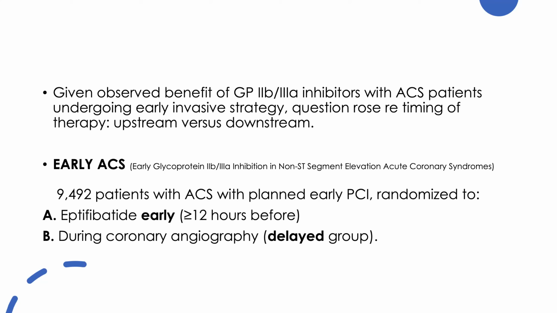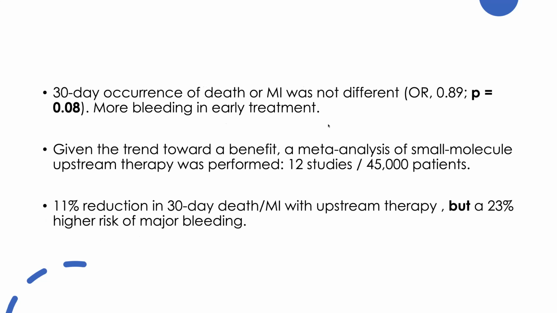Patients were randomized to eptifibatide early, 12 hours or more. For anyone planned for PCI, they will get their eptifibatide or glycoprotein inhibitors 12 hours early, or the delayed group, meaning at the time of the PCI. So what we noted, it did not make much of a difference. The only difference it made was that people bleed more. But there was a trend toward benefit, and that was seen in a meta-analysis.